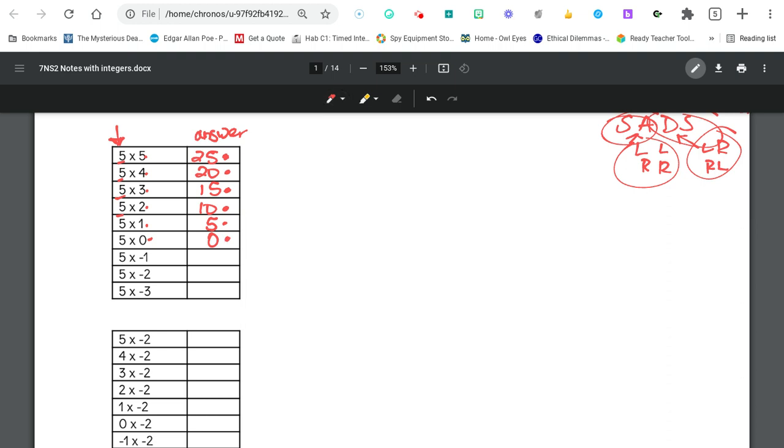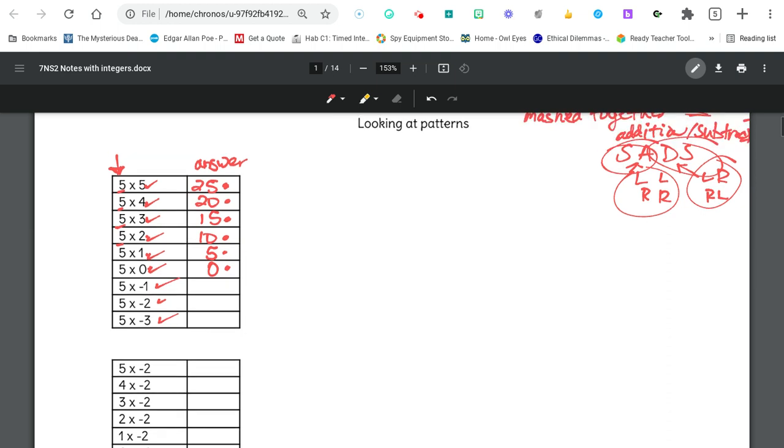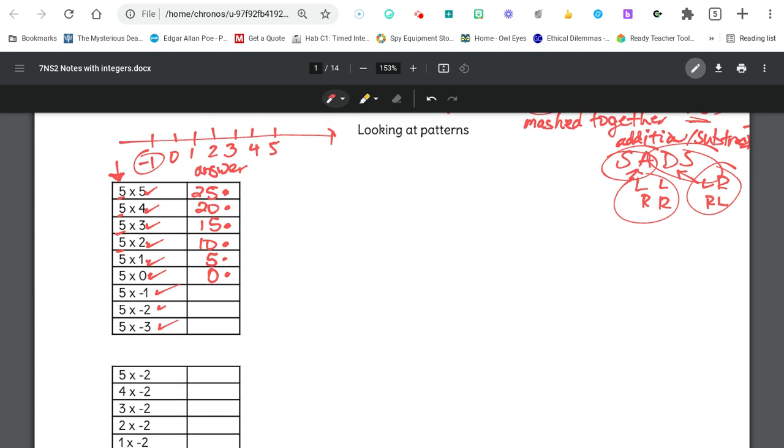25, 20, 15, 10, 5, 0. Okay, let's look at a pattern, guys. Now instead of 5 times 0, let's look: 5, 4, 3, 2, 1, 0. Now we're going to go to the negative numbers: -1, -2, -3. We'll be multiplying by those. And we just think about what's on the number line. We multiply by 1, we multiply by 0. Now we're at 5 times -1. So we just keep going down. But look at what happens to our answer. Look at your answer. Answer only.